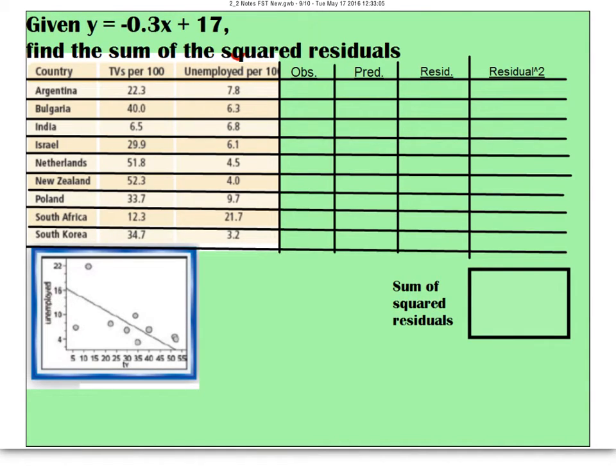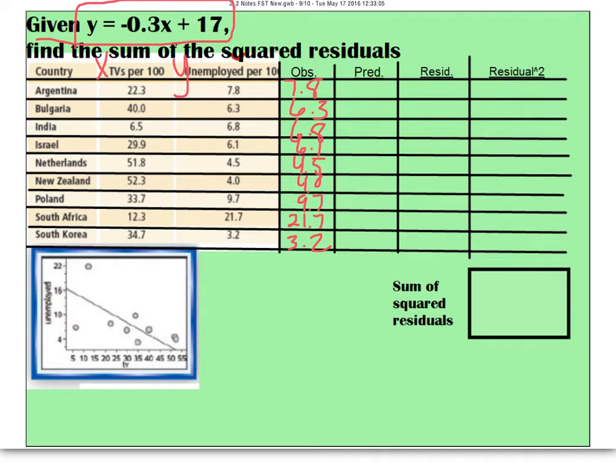Now, they want us to compute the sum of the squared residuals, thinking that the right equation is y equals negative 0.3x plus 17, where x is the number of TVs and y is the unemployment rate. So let's look at the observations, the predictions, and the residuals and squared residuals. For Argentina, what did they actually observe as the unemployment rate? Well, it's 7.8. So that's what goes here in the observation. The observation is the y value in this case.